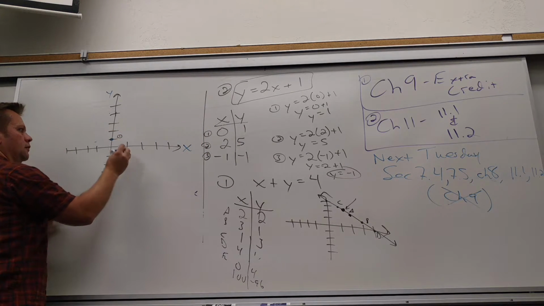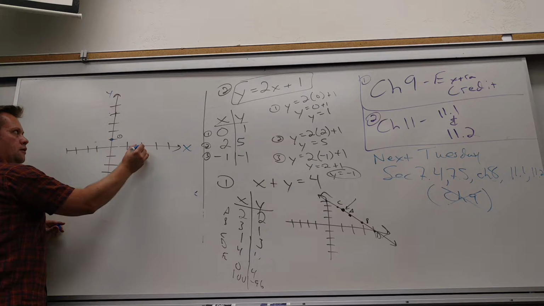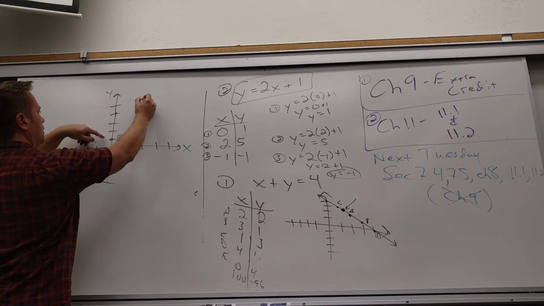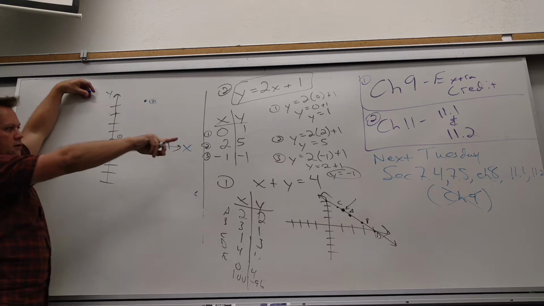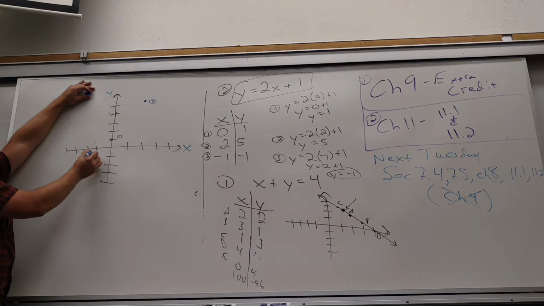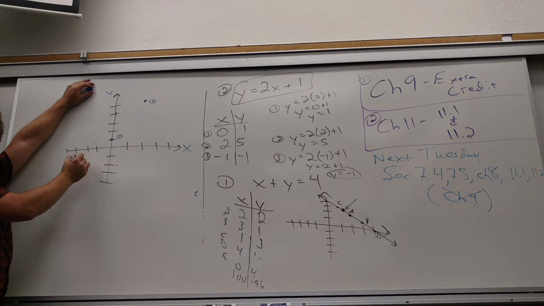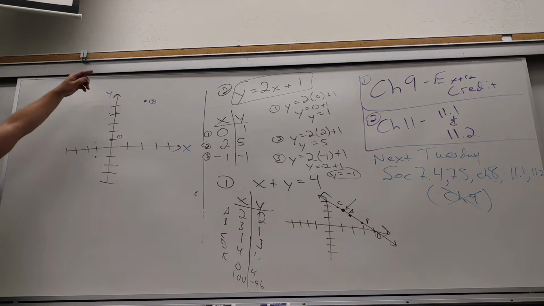So what about the point (2, 5)? Where's that? Up 5, I like it. 1, 2, 3, 4, 5. There it is. So that's the second point. Well, what about negative 1, negative 1? You go down, and then you go over. Over, down, or down, over? Either way. And now you make a nice line.